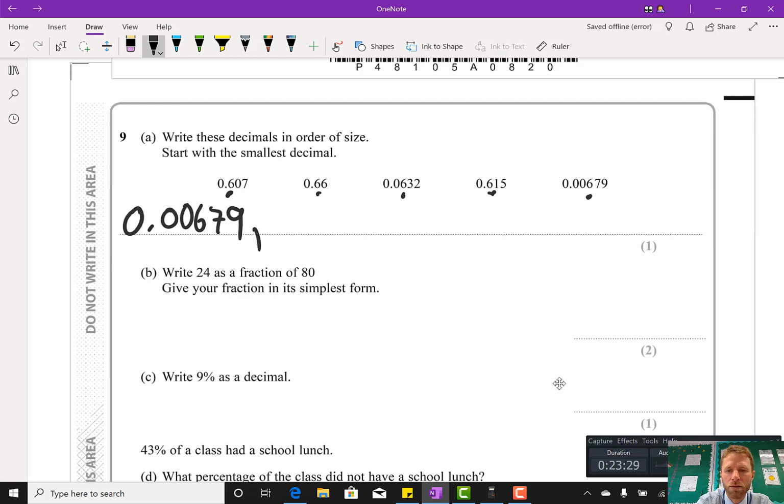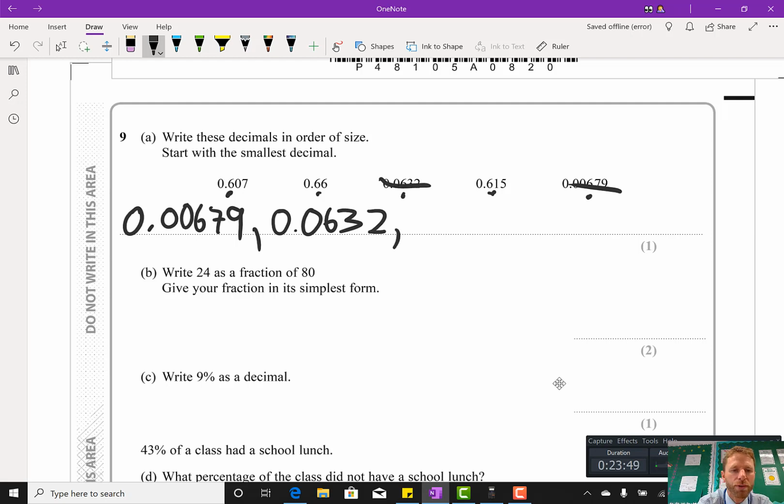That's that number used. So next, tenths, tenths, hundredths, tenths. So I want to be hundredths next. If we split something into 100 pieces, they will be slightly bigger than if I split something into 1,000 pieces. So 0.0632 used. So now I'm looking at which is the biggest here.